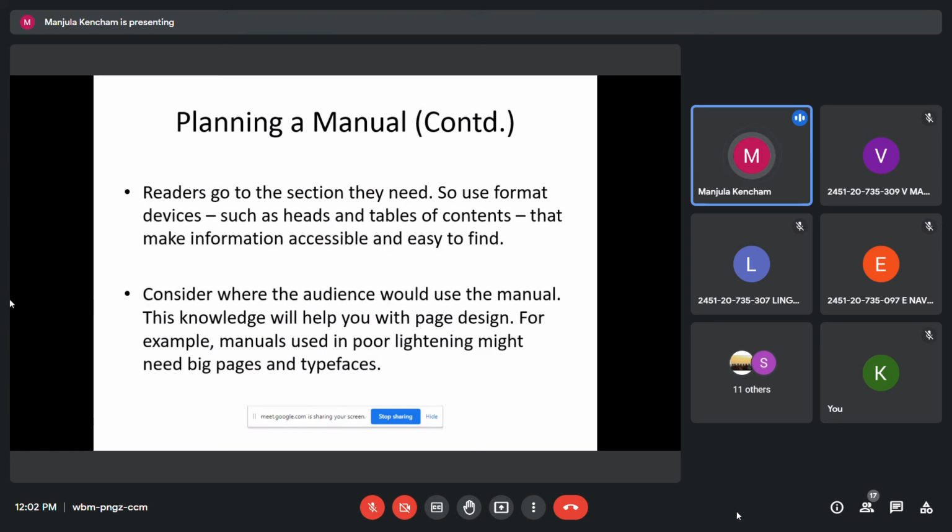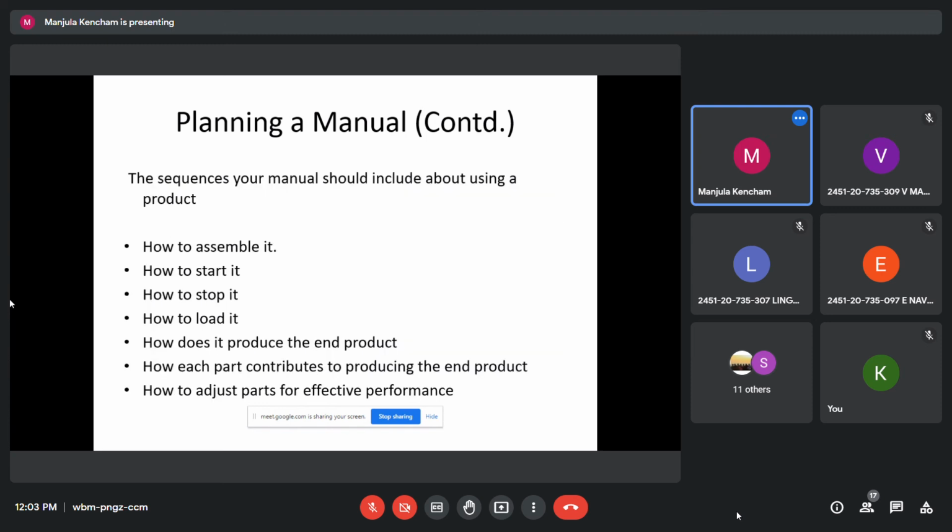So, planning a manual needs a kind of formatting where sections are there, subsections are there, etc. So, consider where the audience would use the manual. Accordingly, divide it into subsequent steps and other things. Have a glance at it.